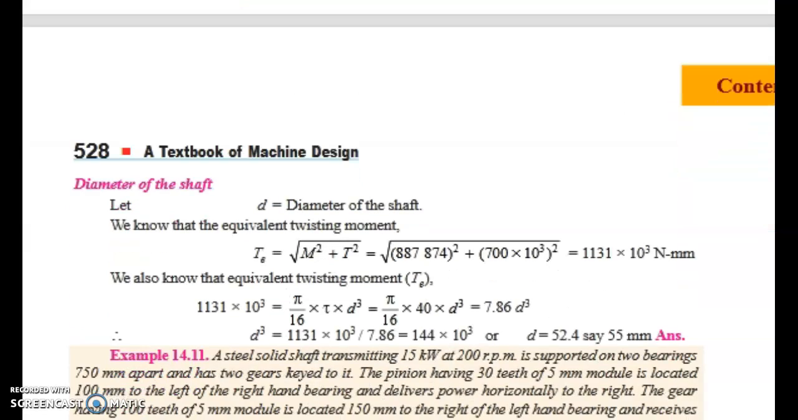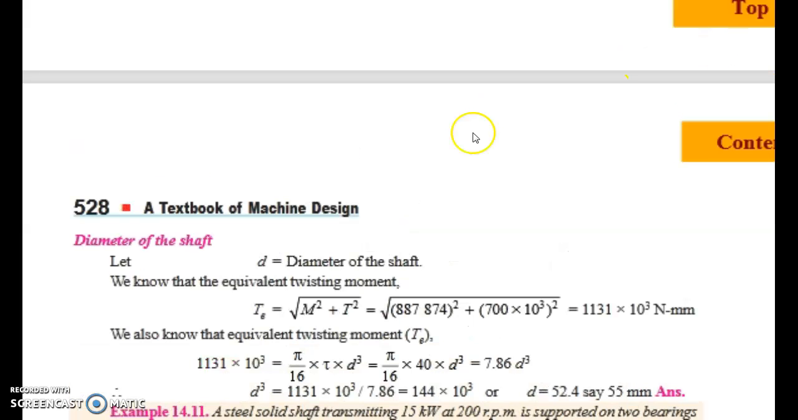Now we can find the diameter of the shaft using the equivalent twisting moment equation. What is the twisting moment equation? That is equal to root of M square plus T square. The M value we calculated is the maximum bending moment, that is 887.874 into 10 raised to 3, all squared, plus the torque. What is the value of torque? Torque is equal to 700 into 10 raised to 3, all squared. If we substitute these values, we get 1131 into 10 raised to 3 Newton millimeter.